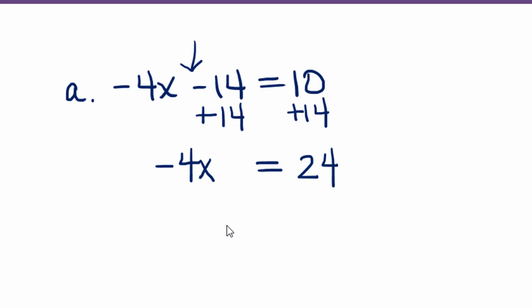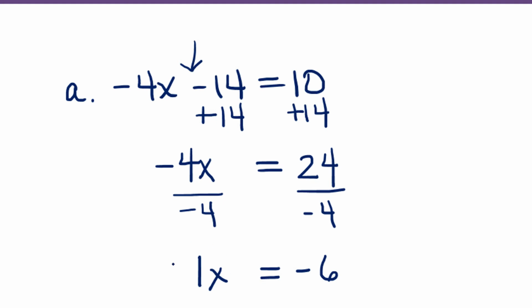So in order to get the x by itself, we have to divide both sides of the equation, both sides of the equal sign, by negative 4. Negative 4 divided by negative 4 is actually a 1, leaving 1x. 24 divided by negative 4 is negative 6. Now we don't usually write 1x because 1 times anything is just that number. So we're just going to leave that as x equals negative 6.